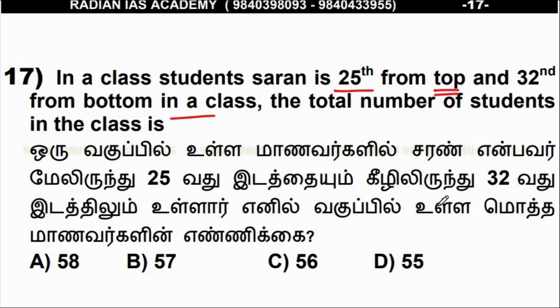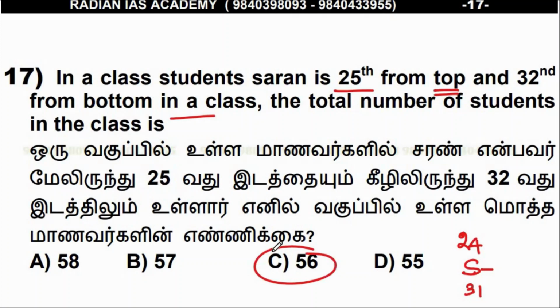25th from the top. Assume that he is Saran. So Saran is 25th from the top. His position is 25th. Therefore, above him there are 24 persons. Similarly, 32nd from the bottom. Below him there are 31 persons. So therefore, 31 plus 1 plus 24. Therefore, the total number of students is 56. Understood? So the answer is 56.